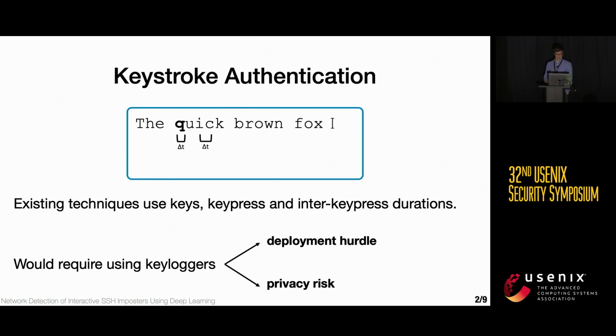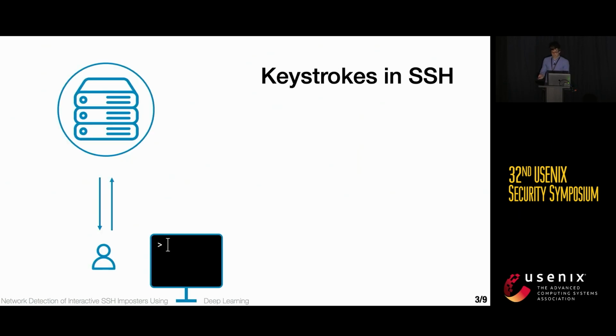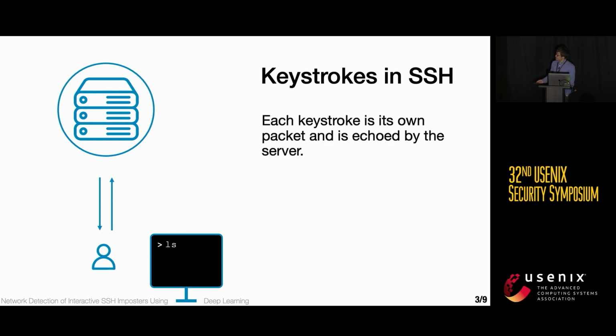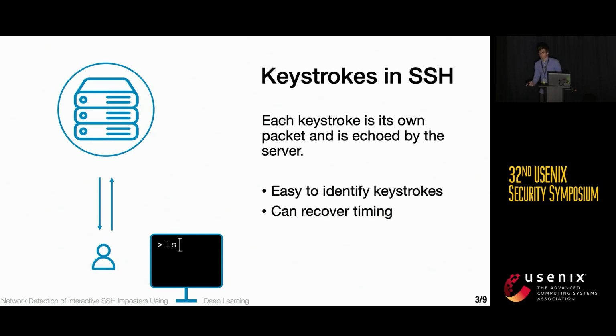Well, let's look at how keystrokes work in SSH. Let's say I want to type in the command ls. Every single keystroke is going to be sent as an individual packet to the server. It's going to be echoed back and then displayed on my terminal. Same thing for the s here. And so this means that each keystroke is its own packet and is echoed, meaning one, I can identify a keystroke because there's this echo, this sort of ping-pong behavior, and two, I can recover timing by looking at the timing of the client's packets.